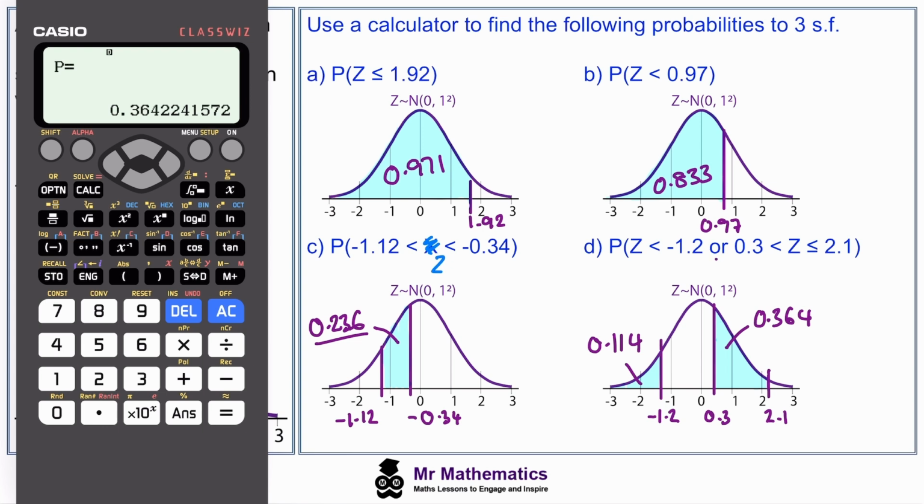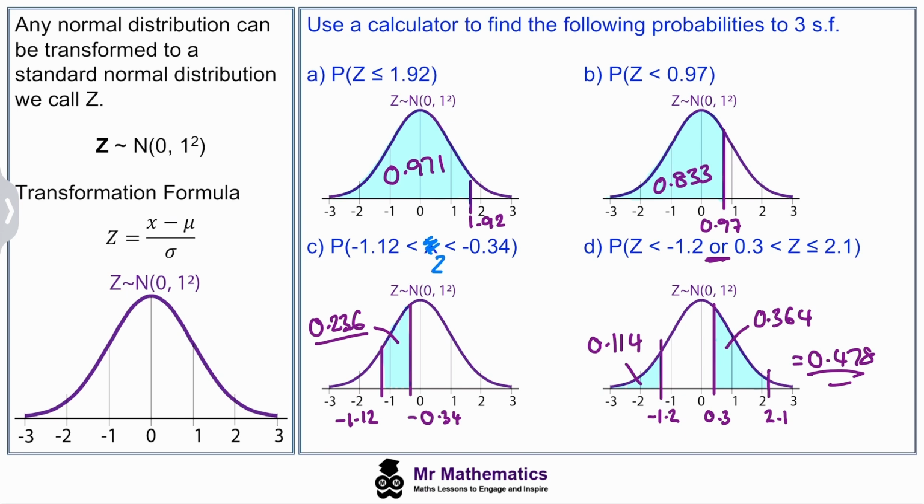But we're told in the question it can be one or the other, and this means we need to add the two probabilities. So if we go back to our calculator mode, we'll have 0.114 plus the 0.364, and we get 0.478. Okay?